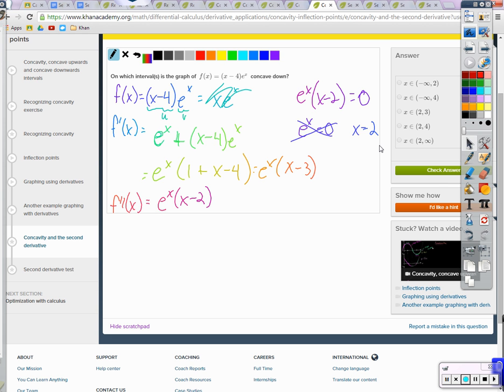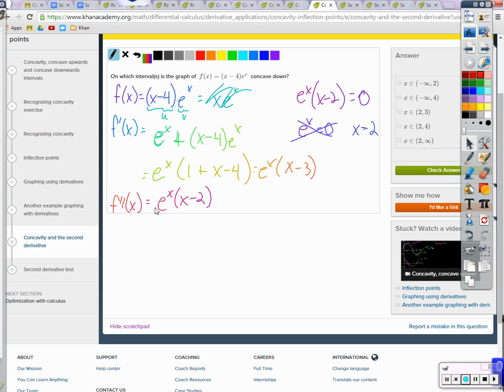Does that tell us where it's concave down? No, we have to find a number in front or behind. How about to the left, like 0? Yeah, that's a great number. Is that going to be positive or negative? That's what we care about, right? e to the 0 is 1. Anything to the 0 is 1 except for 0. 0 to the 0 is another time.